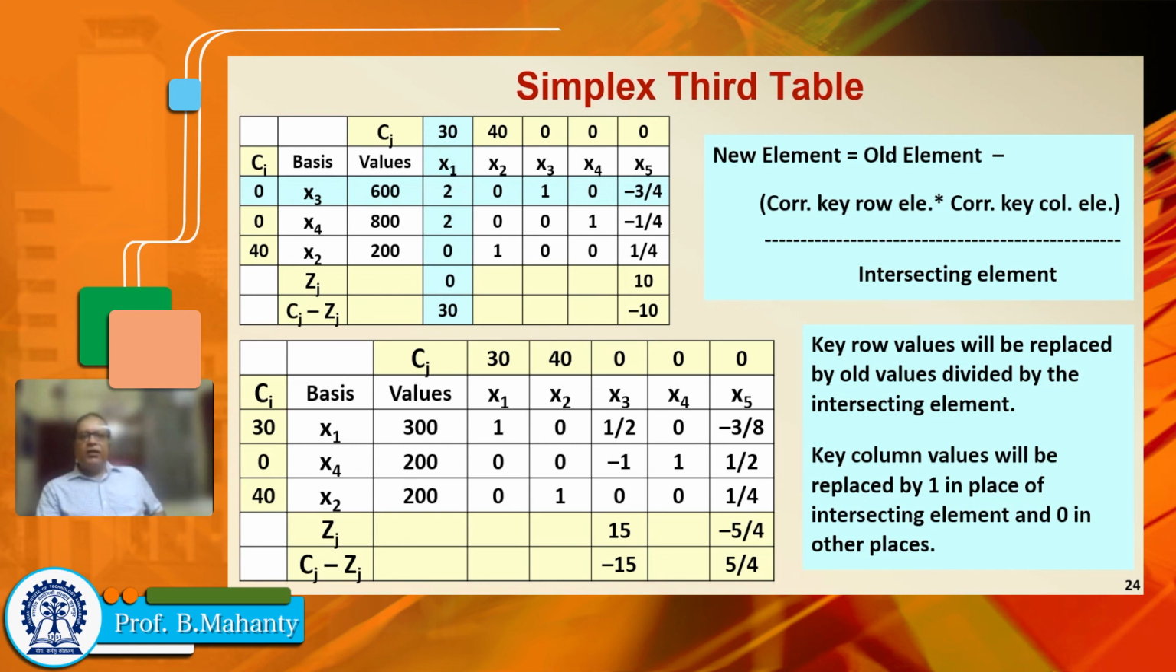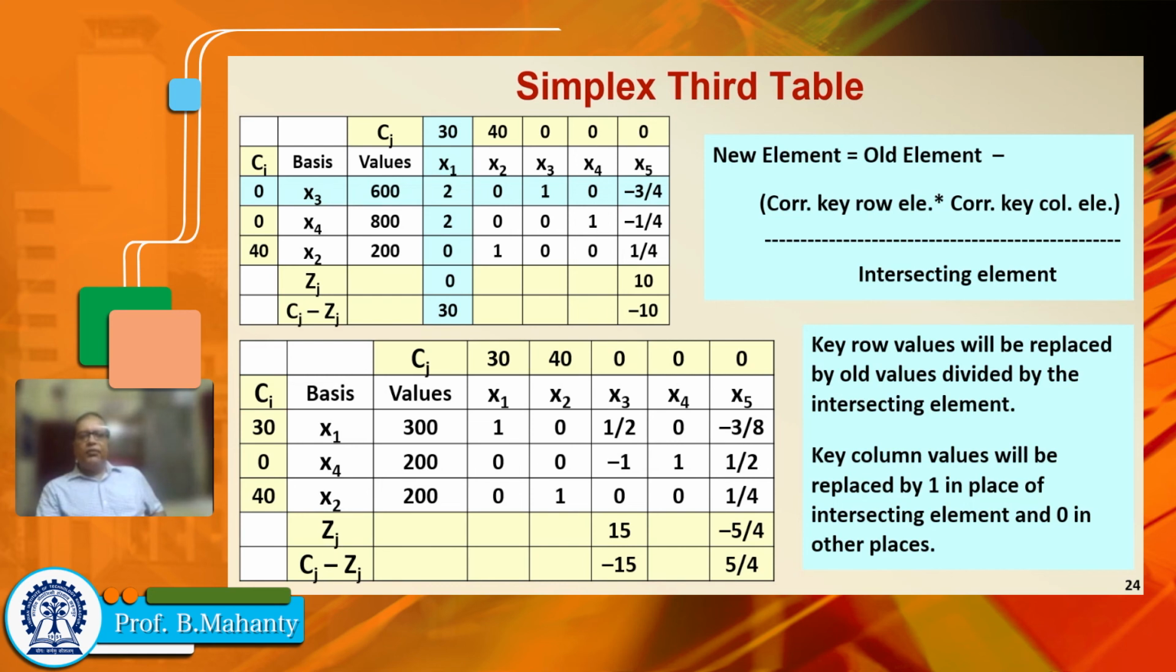Thereafter we have to compute values for the non-basic variables. So non-basic variables here are x3 and x5. So for x3, the key row we have already taken care of. So this 0 should be 0 minus 2 into 1 by 2, so that means minus 1. And this 0 should be 0 minus 0 into 1 by 2.